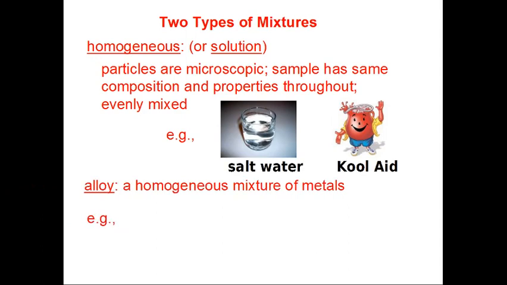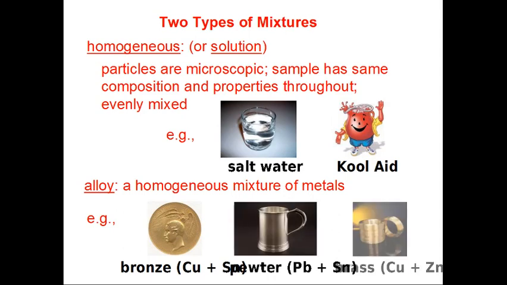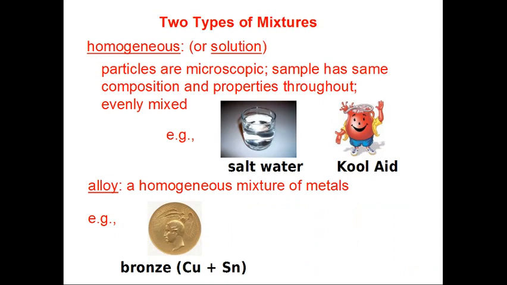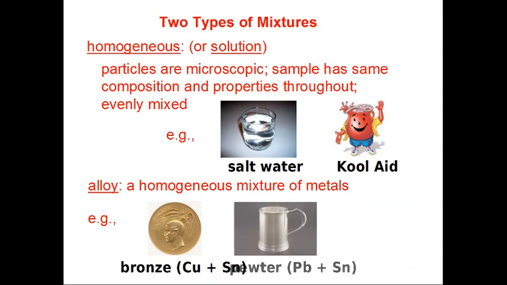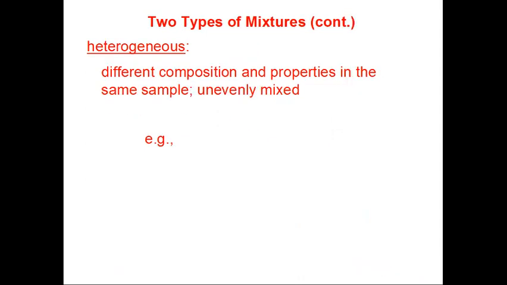Now, if you melt different metals down, you can actually end up making an alloy. It's a homogeneous mixture with metals. Bronze, pewter, brass. These are all examples. Bronze is copper and tin. Pewter is lead and tin. Brass is copper and zinc. It's a mixture of metals, an alloy.